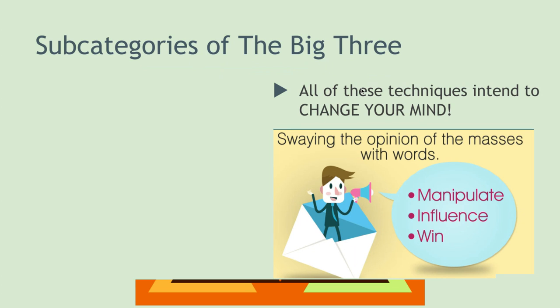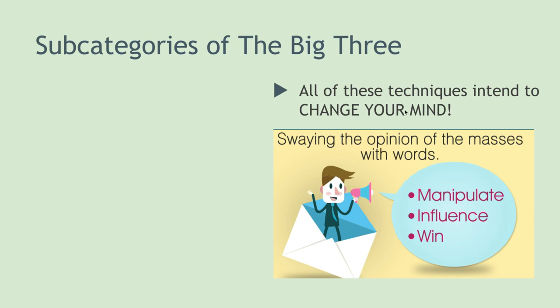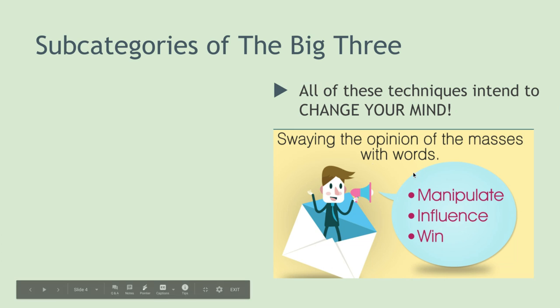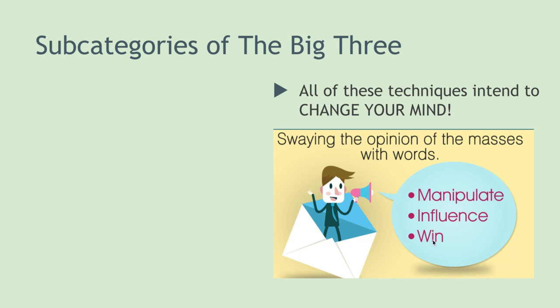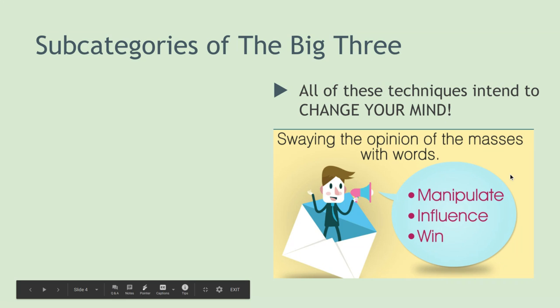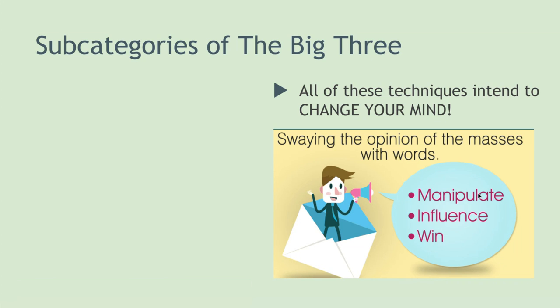So, subcategories of the big 3. Keep in mind that all of these techniques intend to change your mind, okay? And I found this little image here that I liked because it really made a lot of sense. Manipulate, influence, win. Whenever somebody is trying to persuade us, they are trying to manipulate us, okay? They are trying to influence us, and they want to win us over.